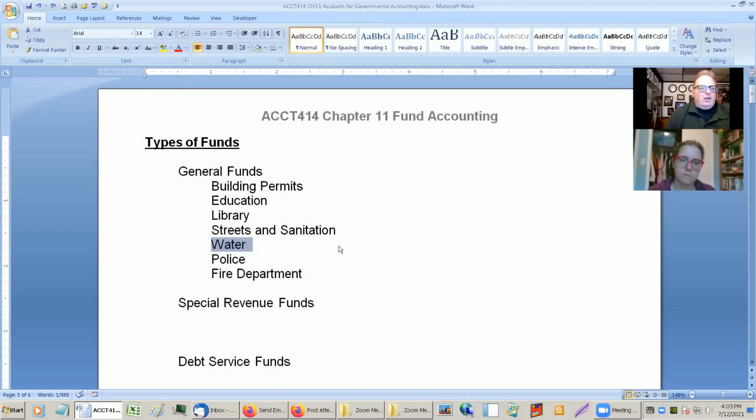So general funds, a lot of their money, especially if it's a local government, a lot of their funds come through property taxes. Right. And the nice thing about property taxes is you can use them for anything. So if you need money for the library or water or whatever, you can use property taxes for it. So a lot of times these are kind of shored up by the property taxes. And that's usually the general fund.